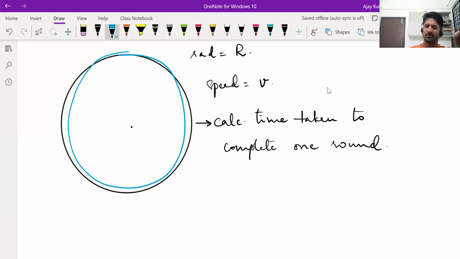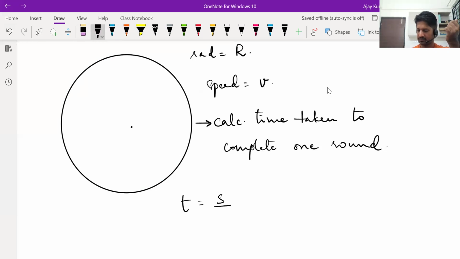To go around the circle once, the distance that the object has to cover is the circumference of the circle. That's all. So time is distance by speed. Distance is 2 pi r. Divide that by v, speed. That's all. That's the time taken to complete one circle. Aishwarya, is this clear?